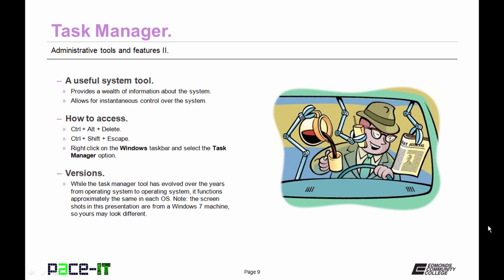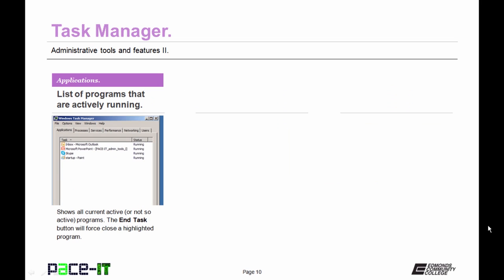Now, Task Manager has evolved over the years, and each operating system is slightly different, but they all function approximately the same. The screenshots in this presentation will be from a Windows 7 machine, so yours may be different. So now let's talk about the Applications tab. That shows all the current active or not so active programs. The End Task button will force close a highlighted program, which is especially useful if the program is hung or not responding.